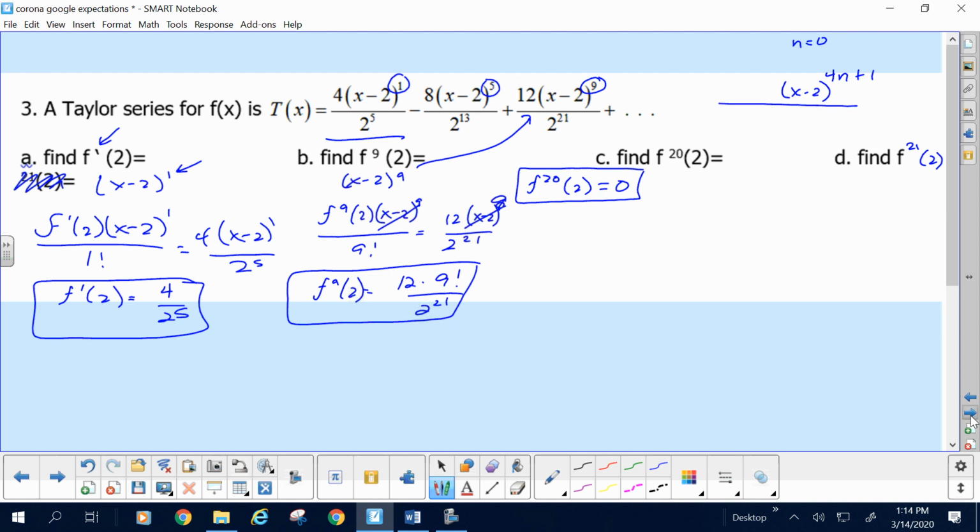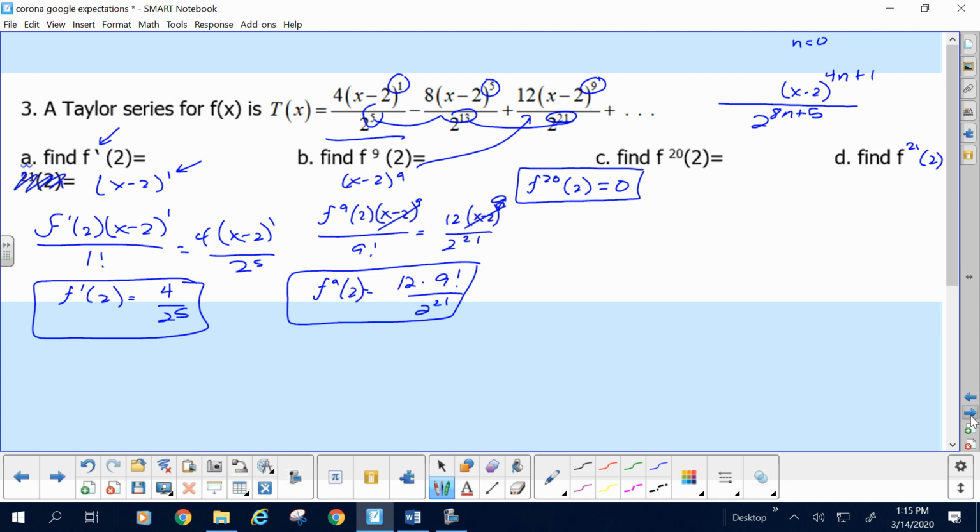Now let's go to the 2. Those are 2 to the powers, and those seem to be going up by 8 each time. So that means 2 to the 8n plus something. If n starts at 0, then I would have to go 8n plus 5 to start with. And I think that works. When n equals 0, I get 2 to the 5th. When n equals 1, I get 2 to the 13th. I think that seems good.